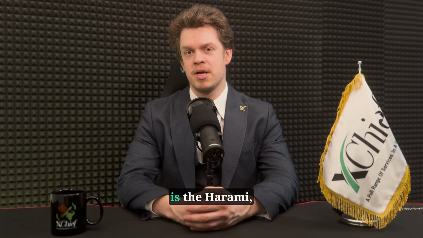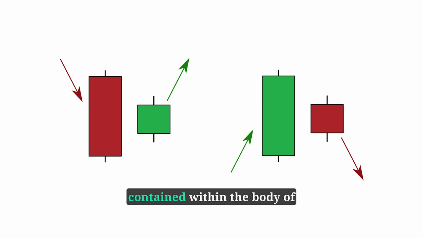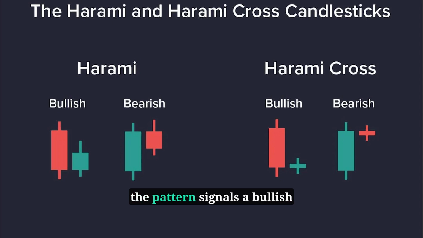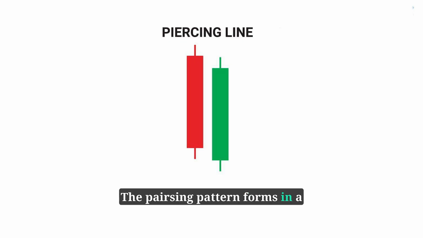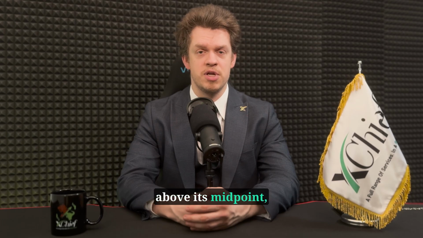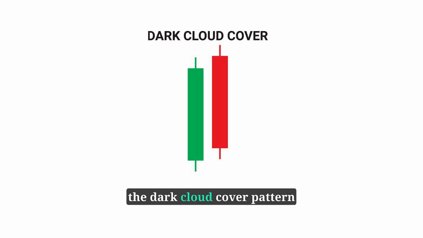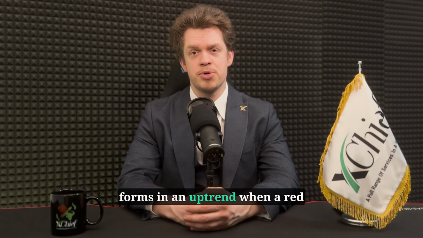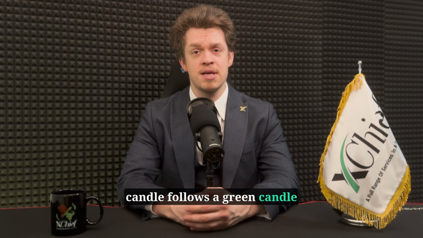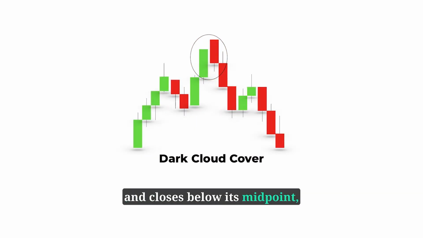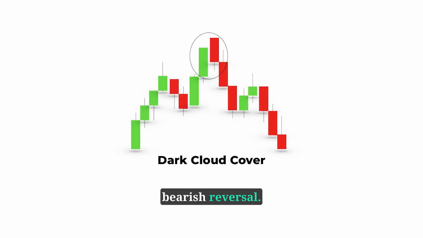Another two candle pattern is the harami, where a small candle is contained within the body of a larger previous candle. If the second candle is green, the pattern signals a bullish reversal. If it is red, it signals a bearish reversal. The piercing pattern forms in a downtrend when a green candle follows a red candle and closes above its midpoint, suggesting a bullish reversal. On the other hand, the dark cloud cover pattern forms in an uptrend when a red candle follows a green candle and closes below its midpoint, indicating a potential bearish reversal.